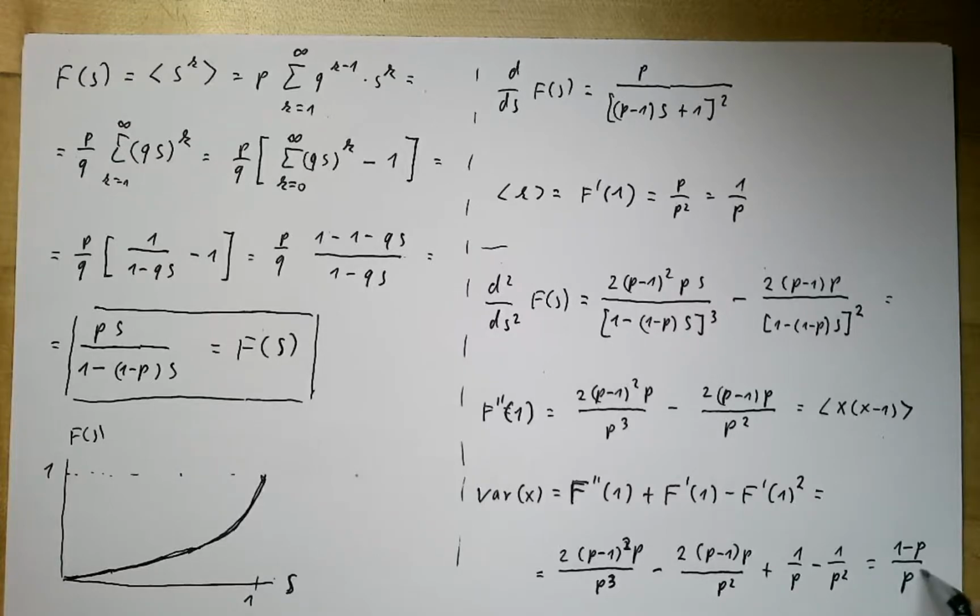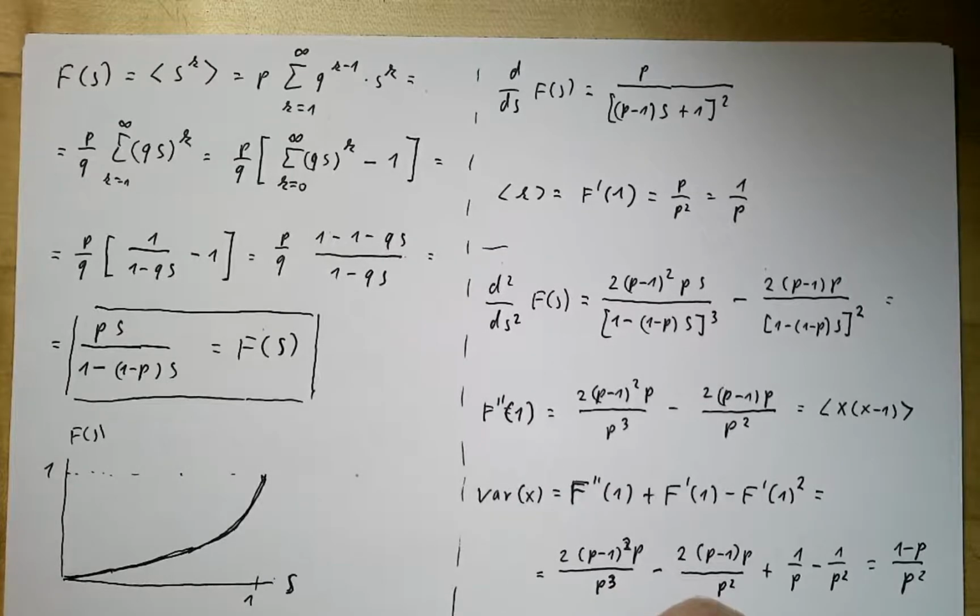You see, when you shorten here and take off this p, you have p squared, then you write here p over p squared, and then you have something like 1 minus p over p squared. So that's the variance of the geometric distribution, the variance of our waiting time.